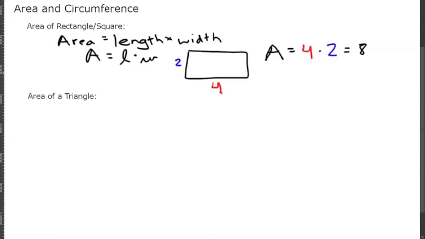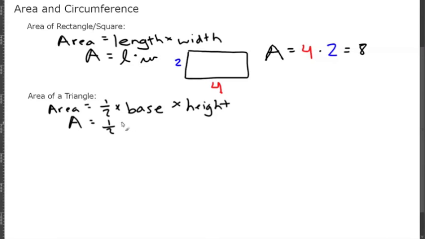Now let's look at the area of a triangle. The area of a triangle, we say, is equal to 1 half, or in decimal form, 0.5, of the base, so times the base, times the height. So let's put this in variables. A, area, equals 1 half, B, which will be our base, times H, which is our height.